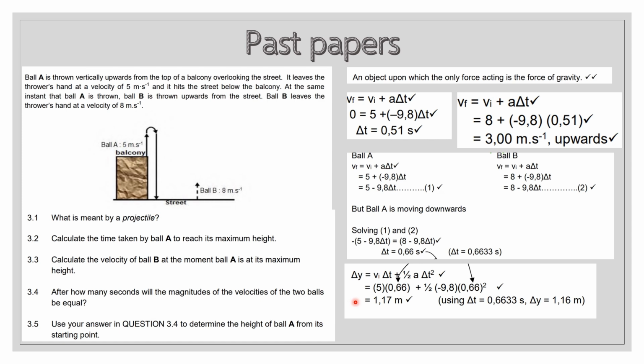You have your 5 as your initial, your 0.66 as your time, and then you sub it in both places and you solve for your distance. It can either be delta y or delta x.